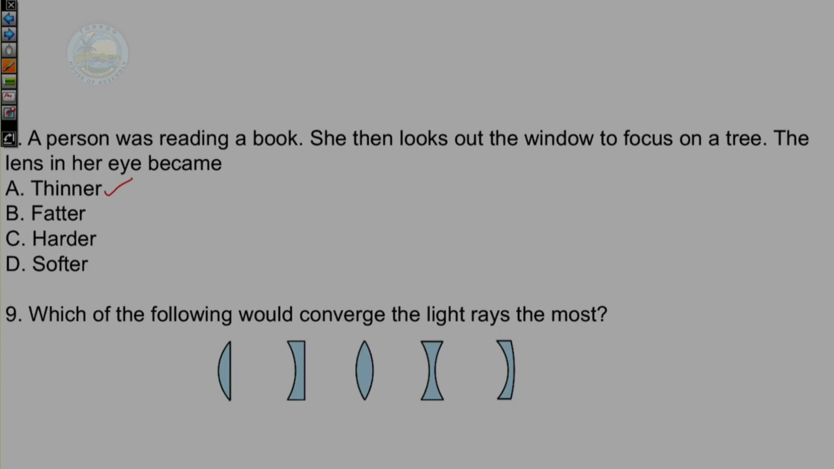Which of the following would converge the light rays the most? So you want the light rays to bend more. So which of these will cause more bending? Has to be the one in the middle, which is your convex lens. Here is your concave.